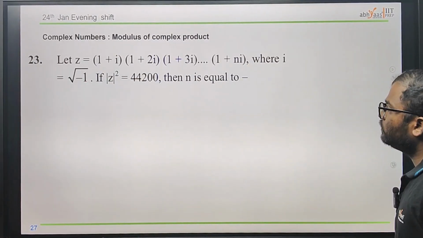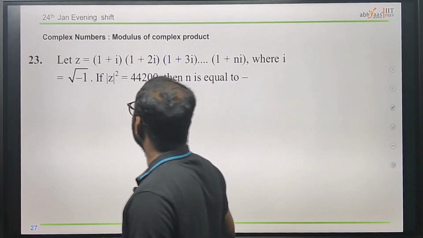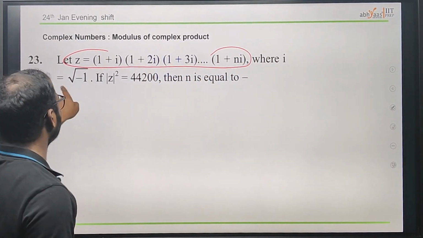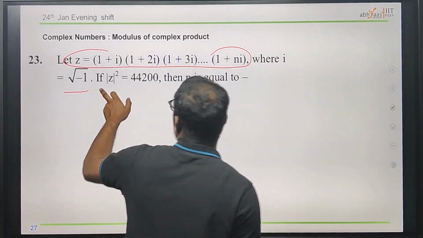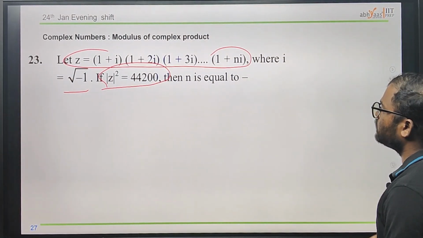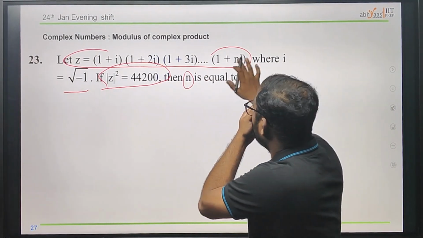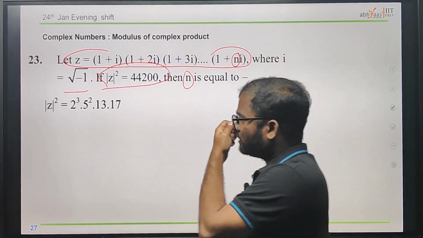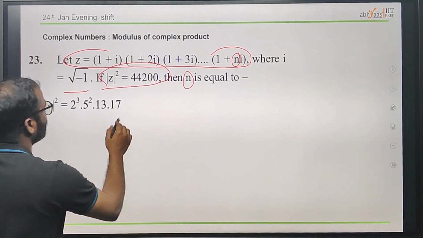Now we are on the basis of complex numbers, where the given Z is this one, up to 1 plus Ni, where iota is under root of minus 1. And the modulus, the magnitude of Z square is 44200. Then what is the value of this n? We need to find the last value of n. We're taking the primes of it.